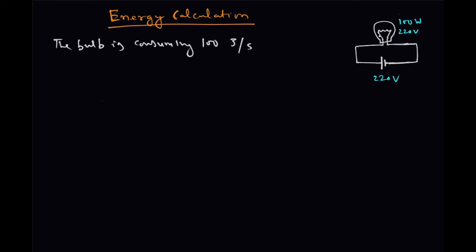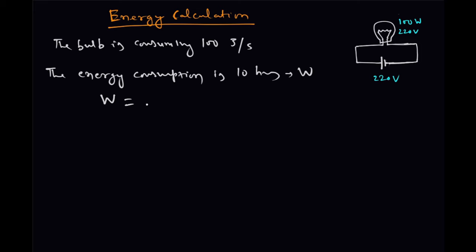Okay, now suppose I say that this bulb is kept on for 10 hours, then how much energy will it consume, that we will calculate here. So the energy consumption in 10 hours, let it be W. Okay, so W is equal to, in 1 second it is consuming 100 joules, so 100 joules per second.